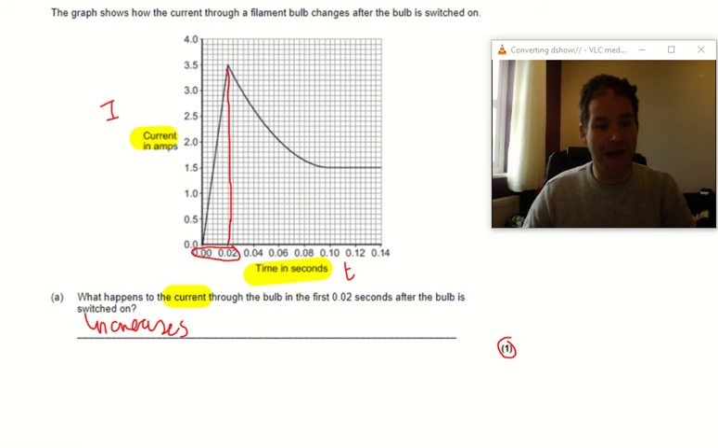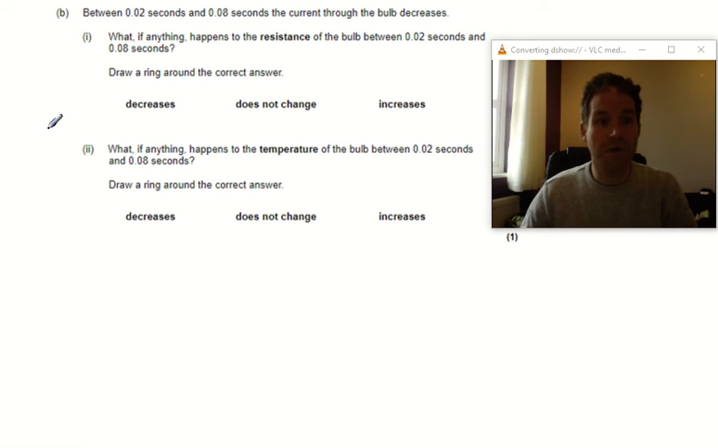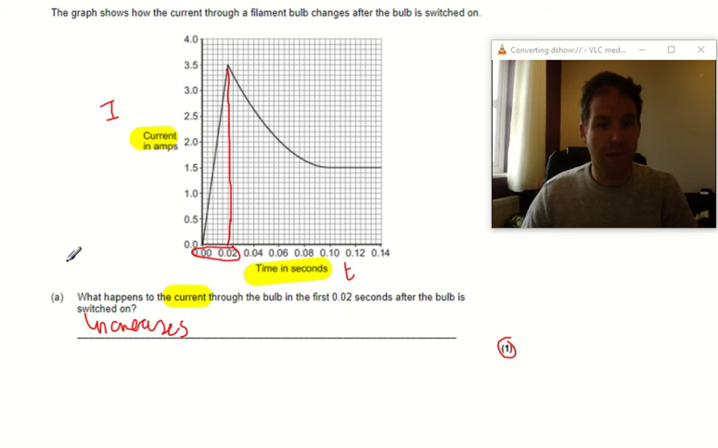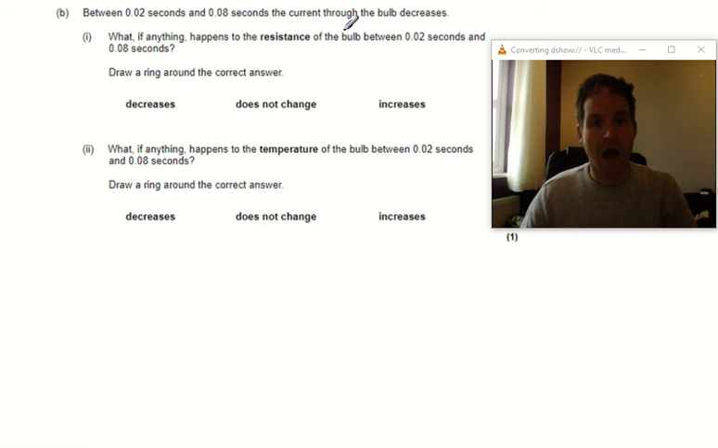That's part A. Part B says between 0.2 seconds and 0.8 seconds, the current through the bulb decreases. And if we go and have a look at that, we can see that's the 0.8 here, and we can see it does in fact decrease. It decreases along that section there. Okay, so what, if anything, happens to the resistance of the bulb between 0.2 seconds and 0.8 seconds? Draw a ring around the correct answer.